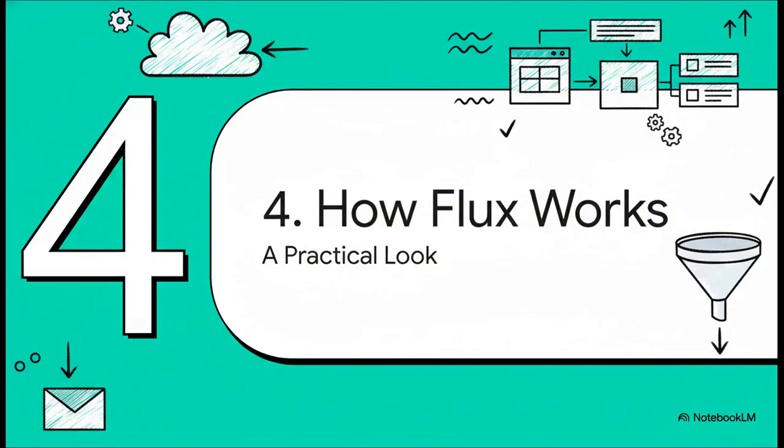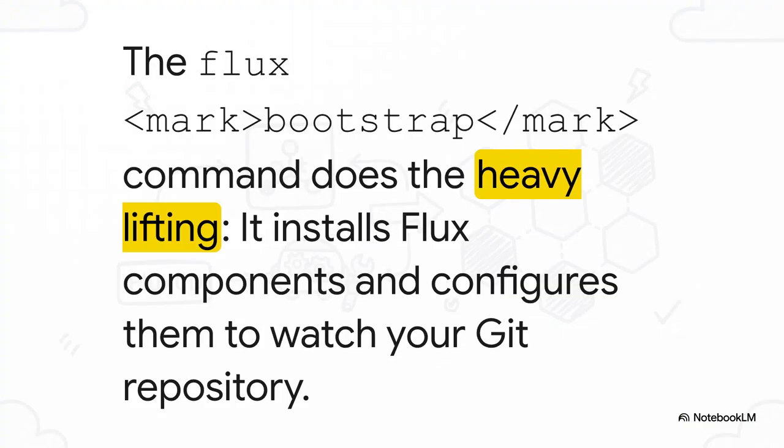Okay, theory is great, but let's see what this looks like in the real world. How do you actually get Flux up and running? Well, it's a lot easier than you might think. It all kicks off with this one command, flux bootstrap. Seriously, this thing is like a magic wand. You run it and it installs all the Flux components into your cluster. It can create the Git repository for you and it connects the two together. It tells Flux exactly which repository, which branch, and which folder to start watching. This is the command that brings your cluster to life.